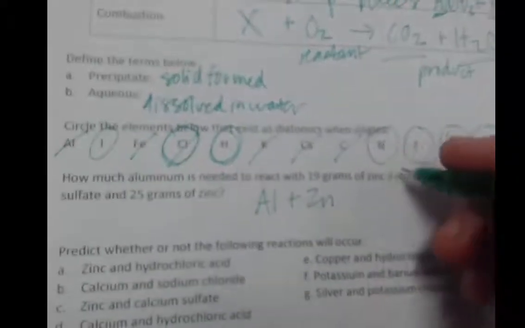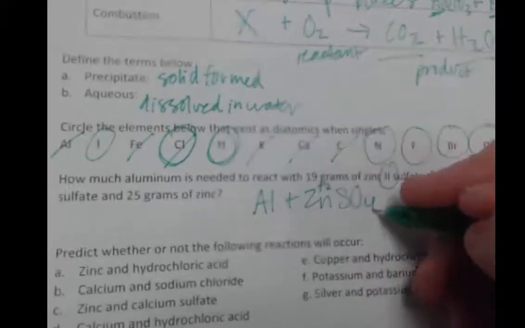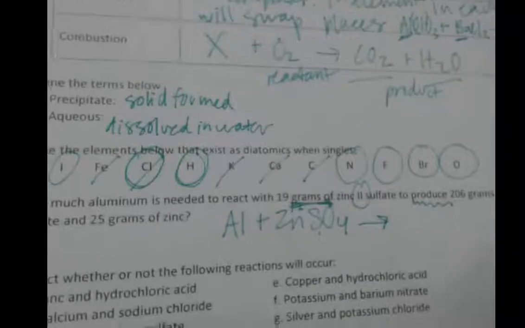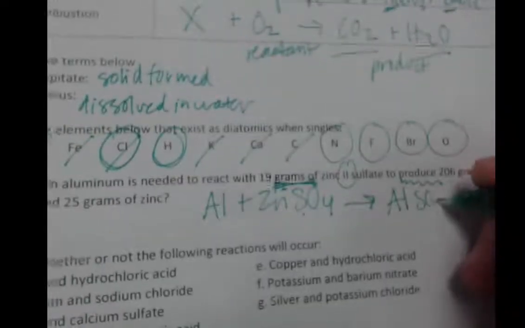It says, how much aluminum is needed? So aluminum is needed to react with zinc sulfate. This is the charge of zinc, plus 2. Sulfate is SO4, and its charge is minus 2, so they're even. So you have aluminum reacting with zinc sulfate, and then it says to produce, what? What are you producing? It says aluminum sulfate, so I'm producing aluminum sulfate, and when I even out the charges, it'll look like that.